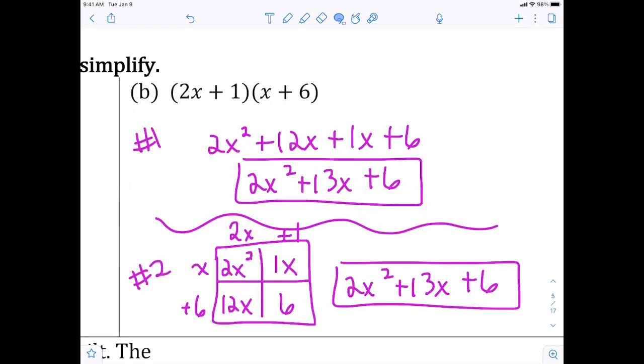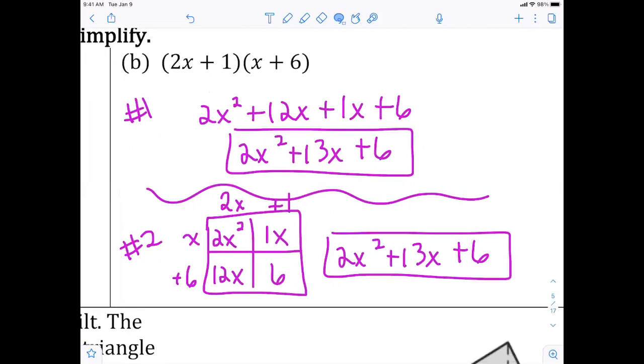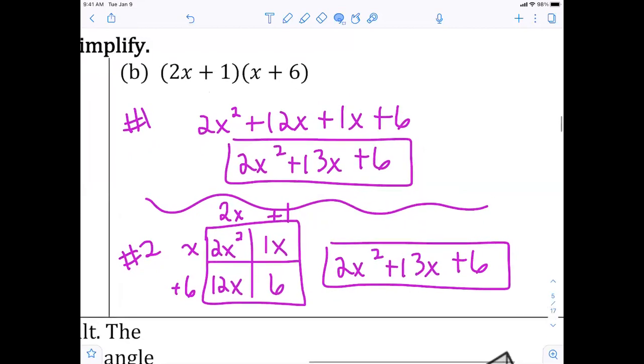All right, final answers are up. So if you look, you should have got 2x squared plus 13x plus 6, no matter which method you chose, either the box method or the distributive method. All right.